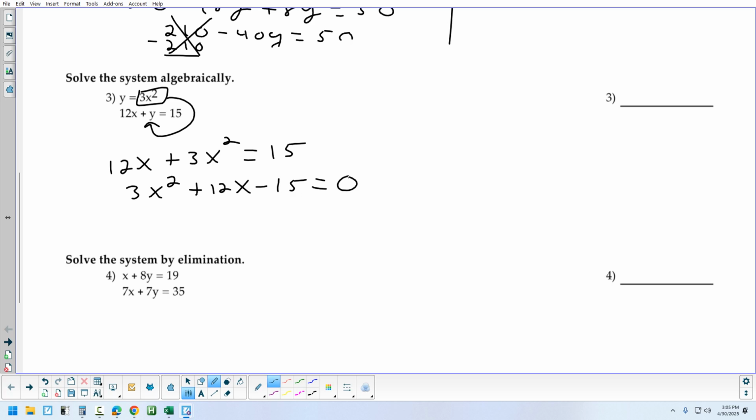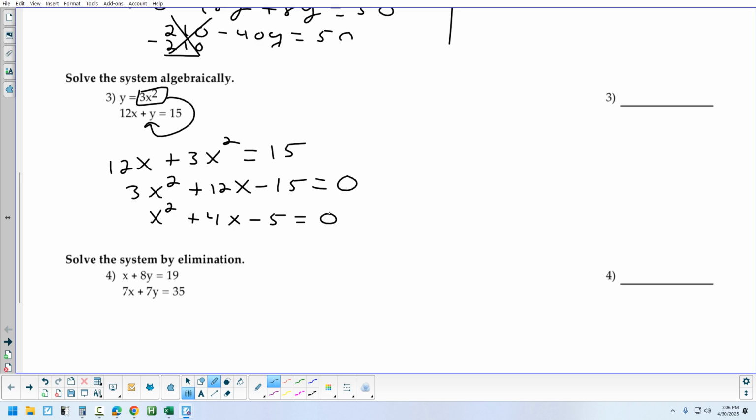And do you see anything we could do there that would make our numbers a little bit easier to work with? Divide by 3. Yep, we can divide everything by 3. So x squared plus 4x minus 5.